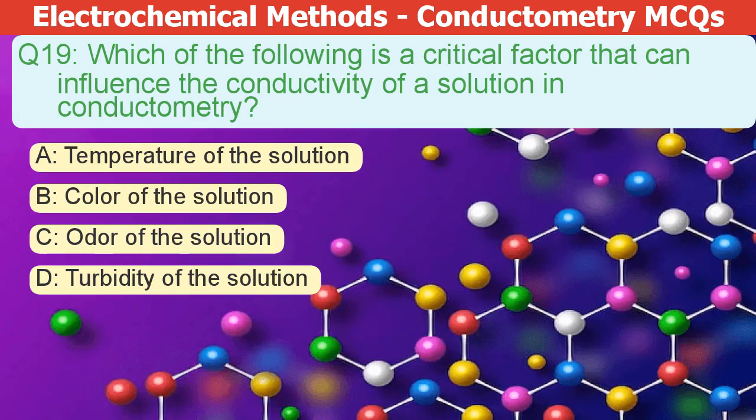Which of the following is a critical factor that can influence the conductivity of a solution in conductometry? A. Temperature of the solution. B. Color of the solution. C. Odor of the solution. D. Turbidity of the solution.